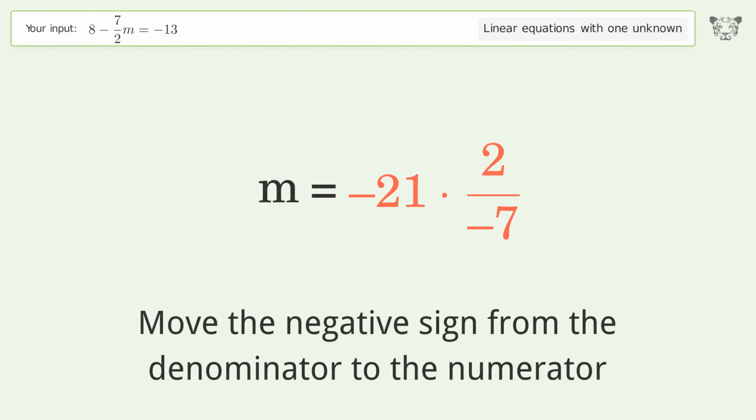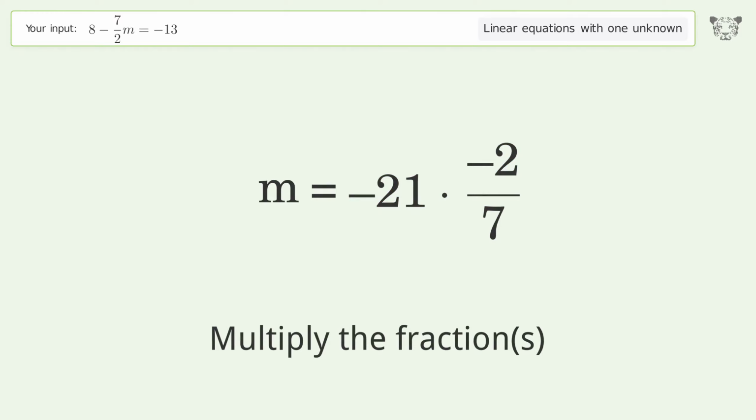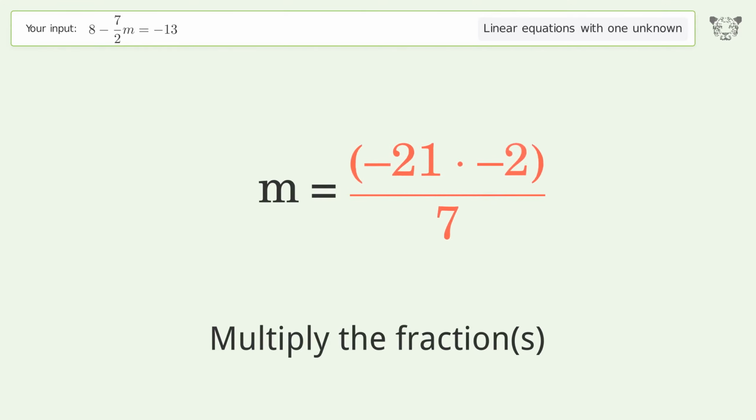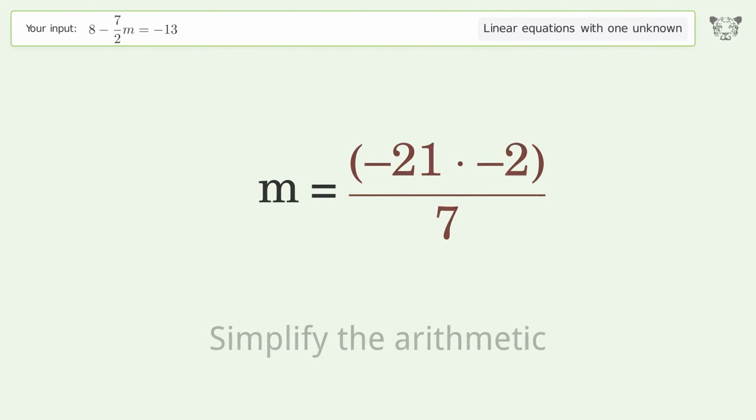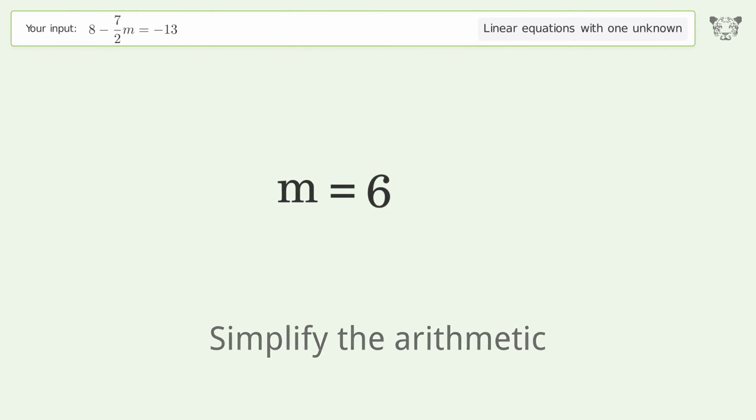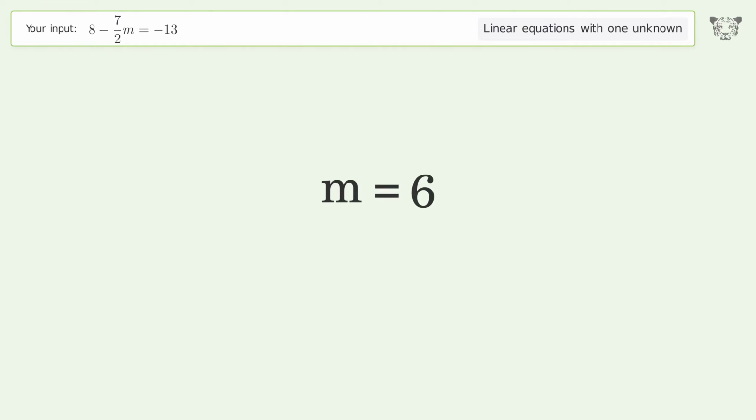Move the negative sign from the denominator to the numerator. Multiply the fractions. Simplify the arithmetic. And so the final result is m equals 6.